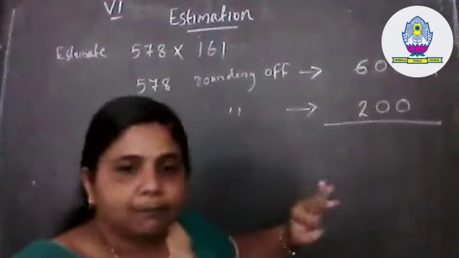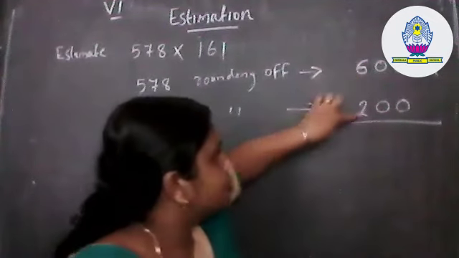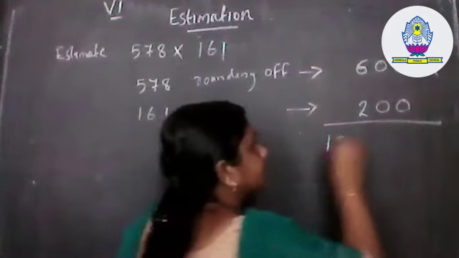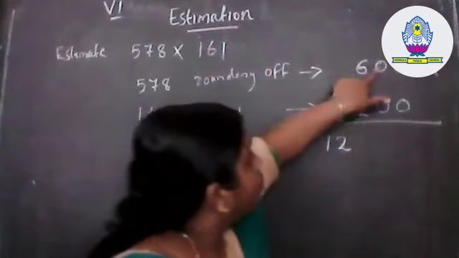So we multiply 6 and 2. 2 into 6 is equal to 12. Then write the 4 zeros.